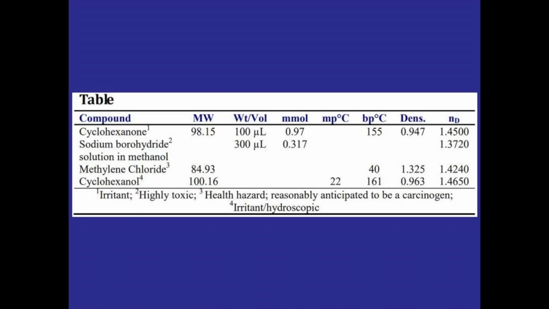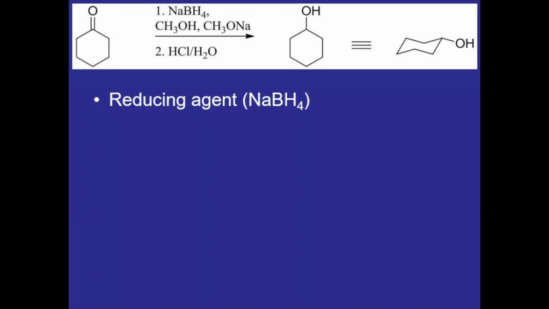So when we look at the table, we might think initially that sodium borohydride is the limiting reagent because it has a smaller amount of millimoles, but in reality, cyclohexanone will be used up 4 times as quickly, so that'll be our limiting reagent. Now, a little bit about the reducing reagent, the sodium borohydride.